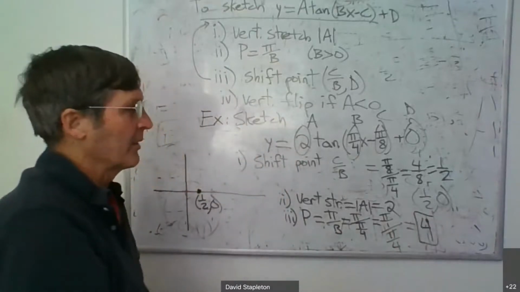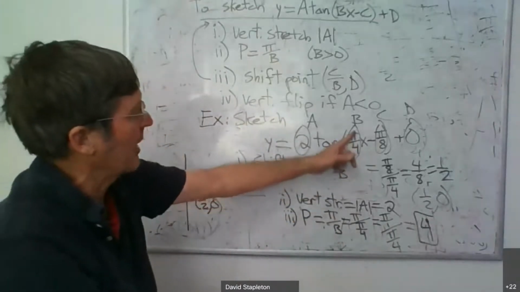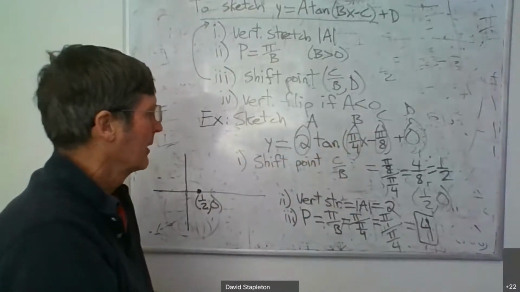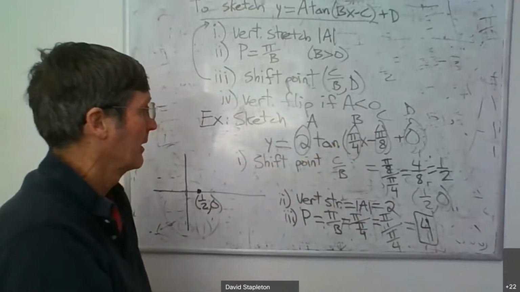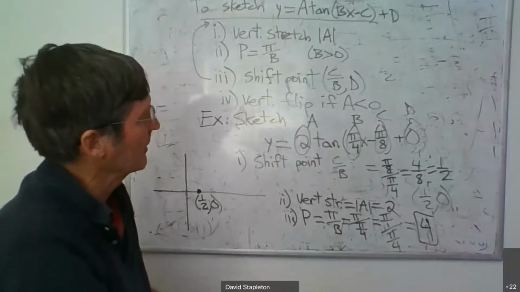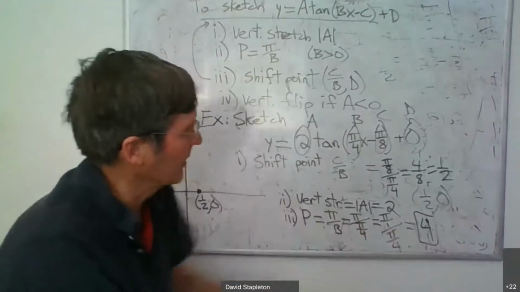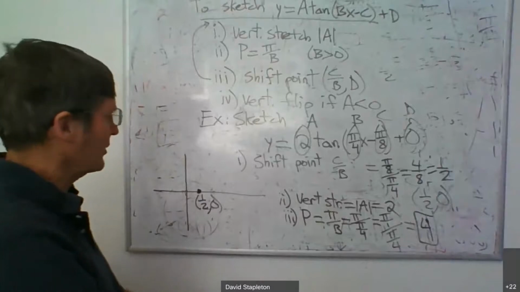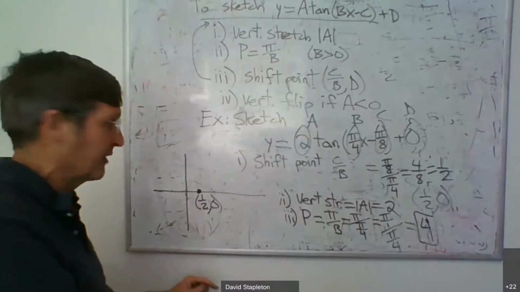So the period is going to be a number that's 4. When B has a pi in it, both the phase shift and the period tend to come out to be numbers. So this will be a period of 4. That means that in order to sketch this, I go half the period on each side from the shift point.